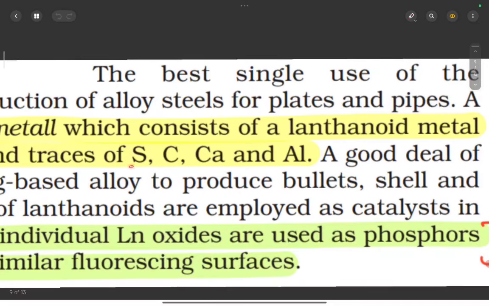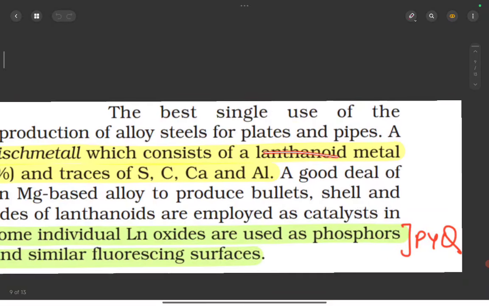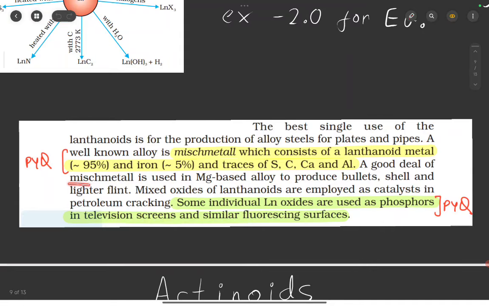Use something like a mnemonic. I don't know, just make something yourself, man. Make S-C-Ca-Al and lanthanoid along with iron. This makes misch metal. Misch metal is used in magnesium based alloys to produce bullets for, like, guns.